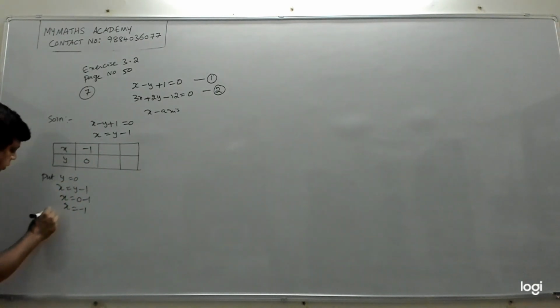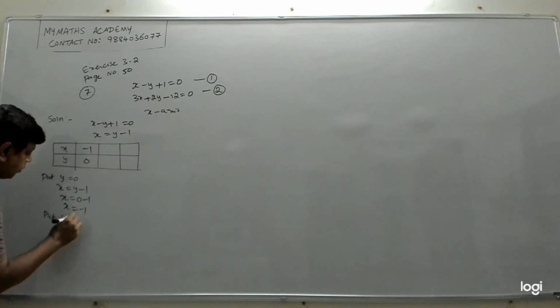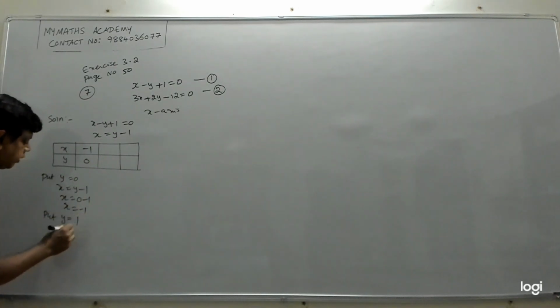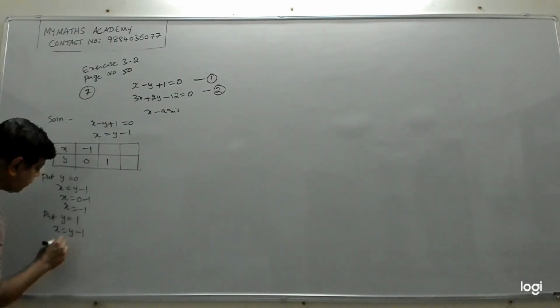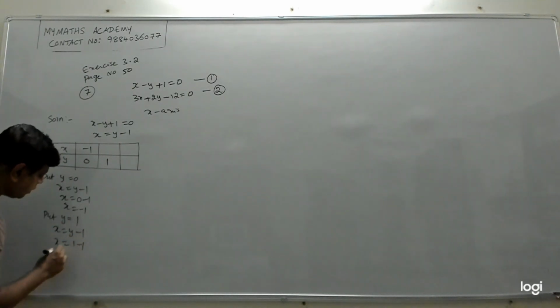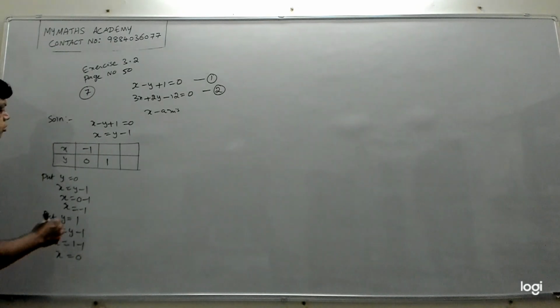Then let's put the next value. Let's put y is equal to 1. Then what is my x? My x is y minus 1, so my x becomes 1 minus 1. My x is equal to 0. So my x becomes 0 when y is 1.